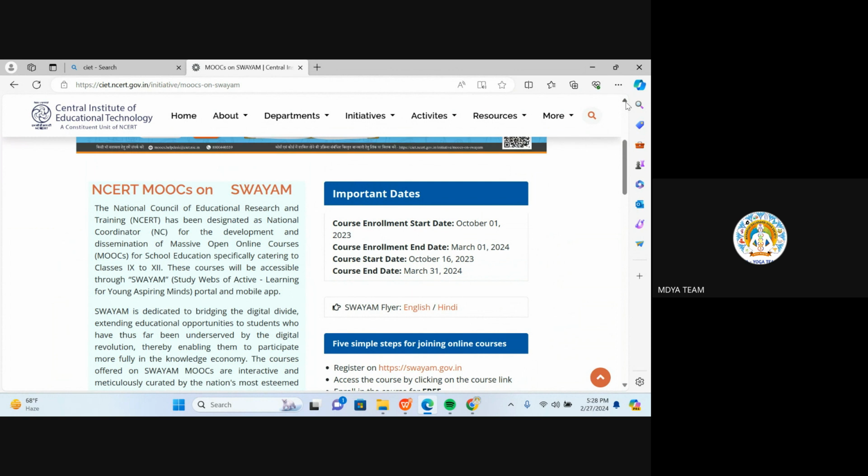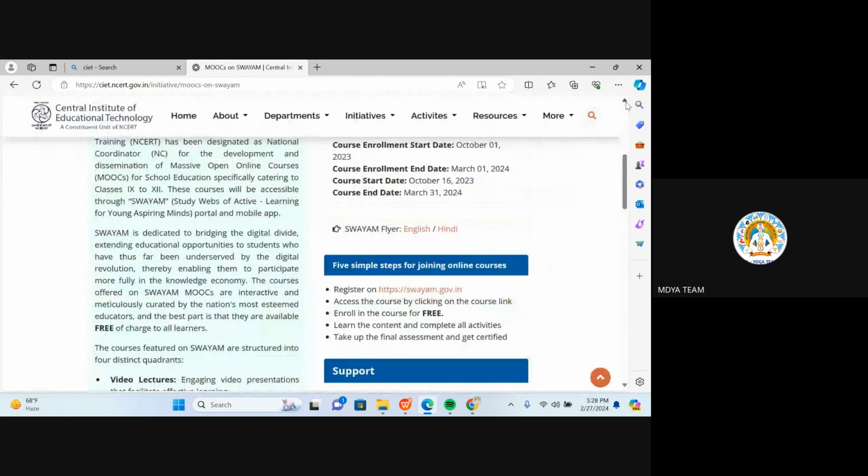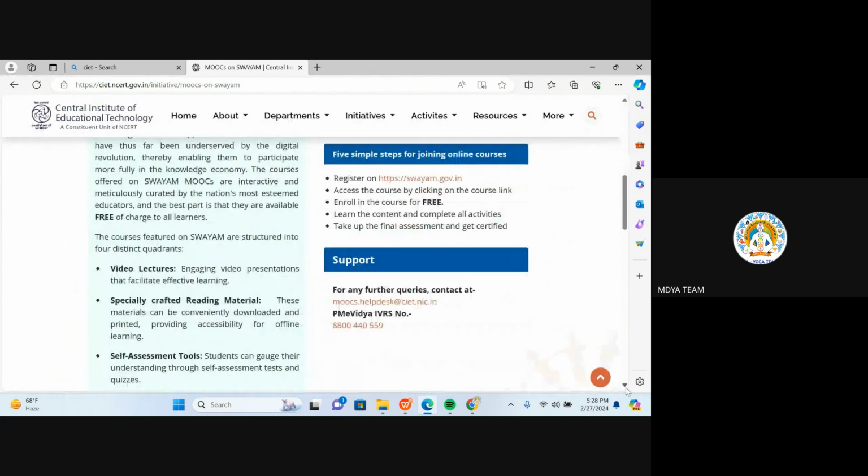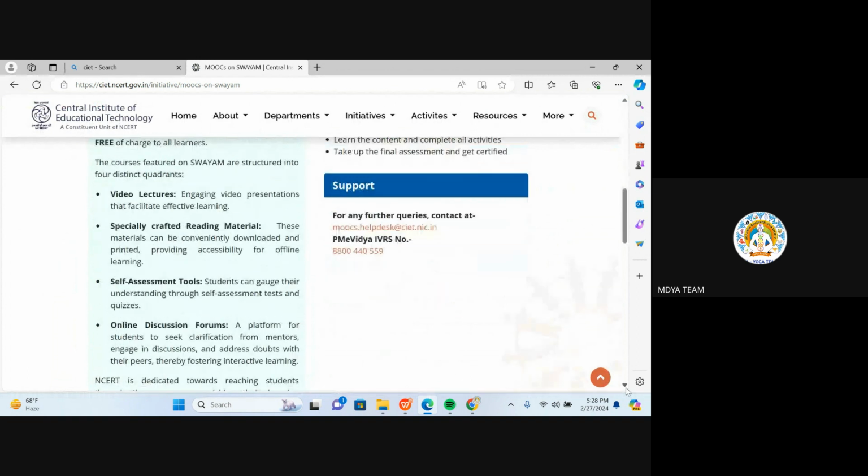Portal and mobile app. Now, these are the four quadrants, four pillars of Swayam: video lectures, specially crafted reading material, self-assessment tools, and online discussion forums. What are video lectures? Engaging video presentations that facilitate effective learning.